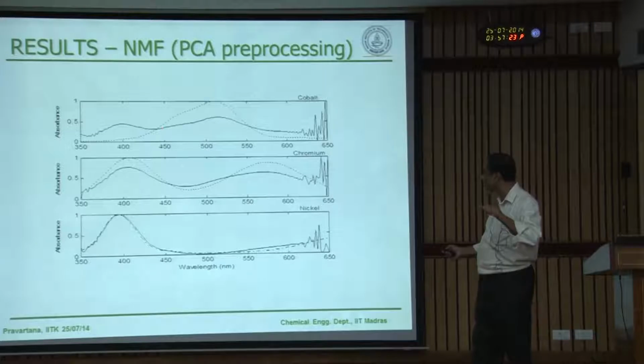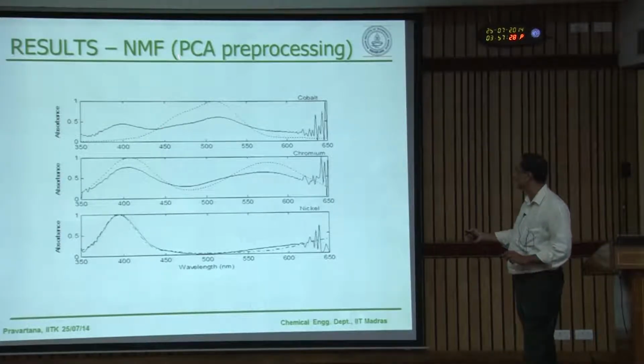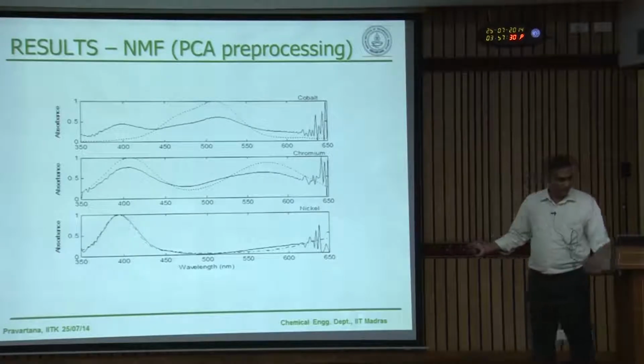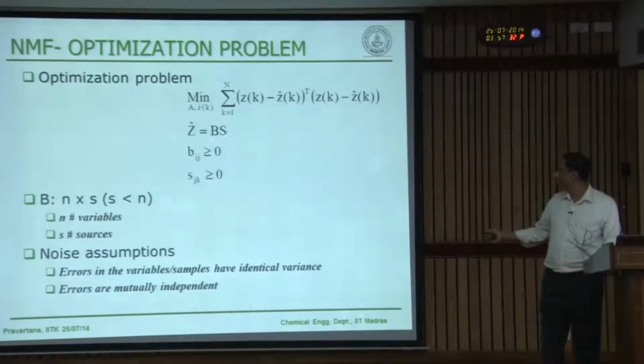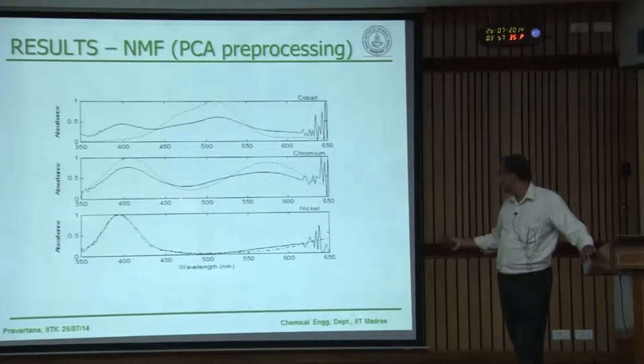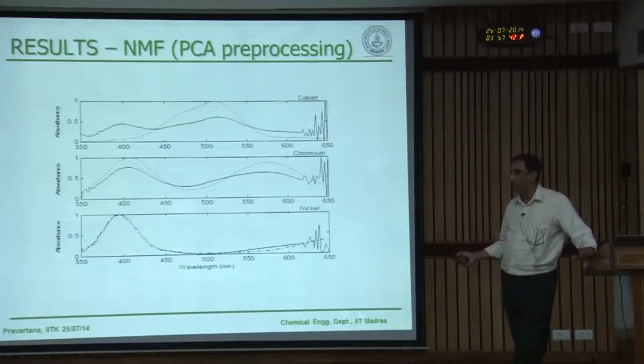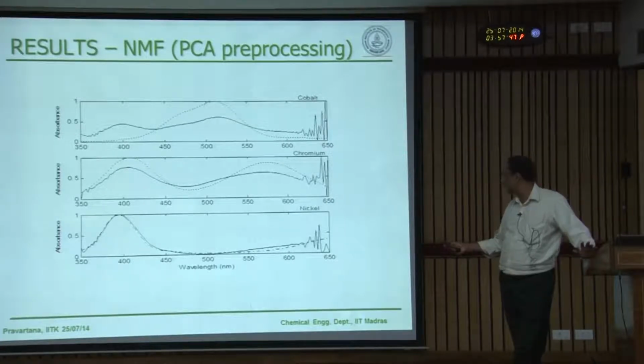I've just assumed that I know the number of species, done a reduction, and then extracted the sources such that this is non-negative and so on, did the rotation, if you want to call it that. And this is the true spectra, the dotted line, measured using the spectrophotometer for each of these pure species. That data was also available. This is the extracted spectra from the technique, NMF.